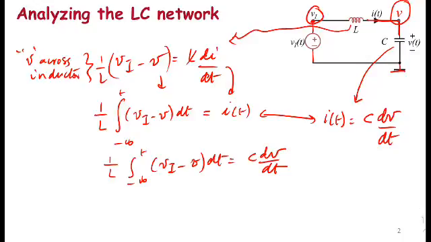So there I get my equation for the node voltage V, derived from the node equation. Let me get rid of the integral sign here and simplify it a little bit by differentiating throughout with respect to t. And what do I get? I get 1 by L times Vi minus V equals C d squared V by dt squared.